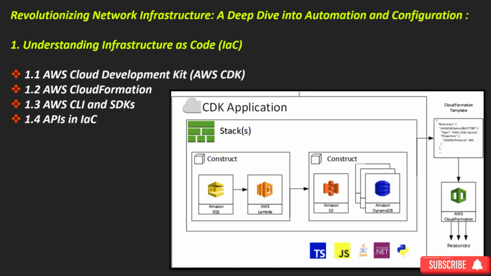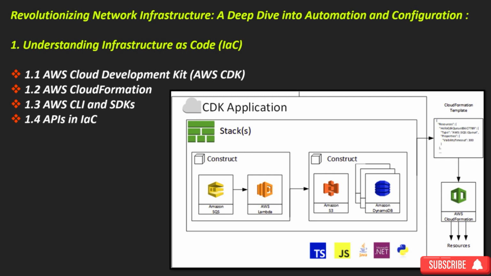Second, we have AWS CloudFormation. AWS CloudFormation is a declarative way to define and provision AWS infrastructure as code. It enables you to use templates to describe the resources that are needed and their dependencies, and CloudFormation takes care of the rest. This approach provides a consistent and predictable environment, reducing the risk of errors and manual configurations too.